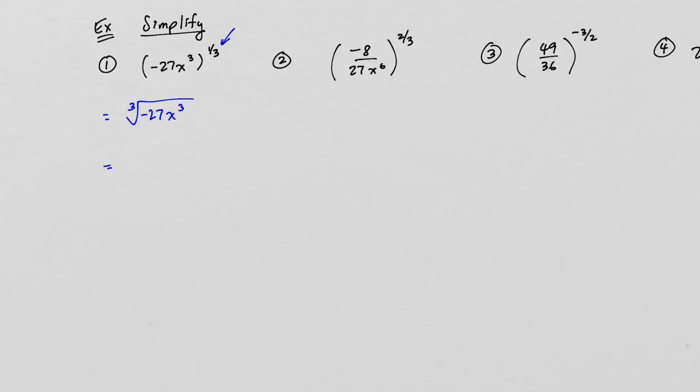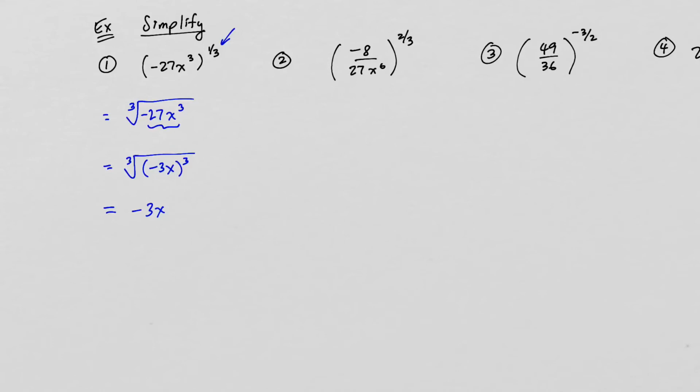And so now we can express this as the cube root, and then I'm going to take this expression and write it as a perfect cube. And so -27x cubed is the same as the quantity -3x cubed. And the reason this is significant is because now the cube root and the third power cancel each other out, and all we get left over is what's on the inside, which is -3x.